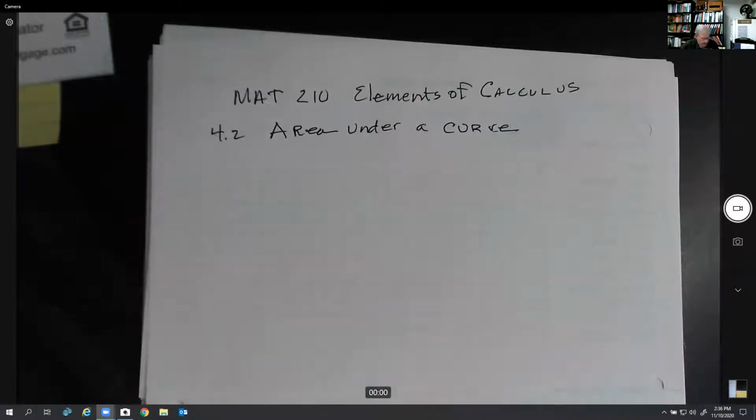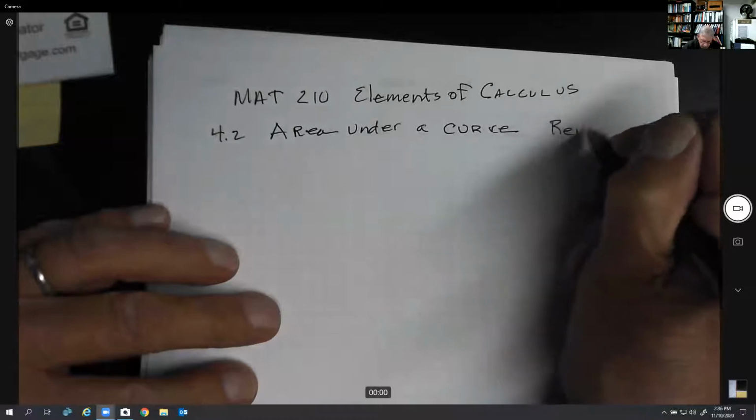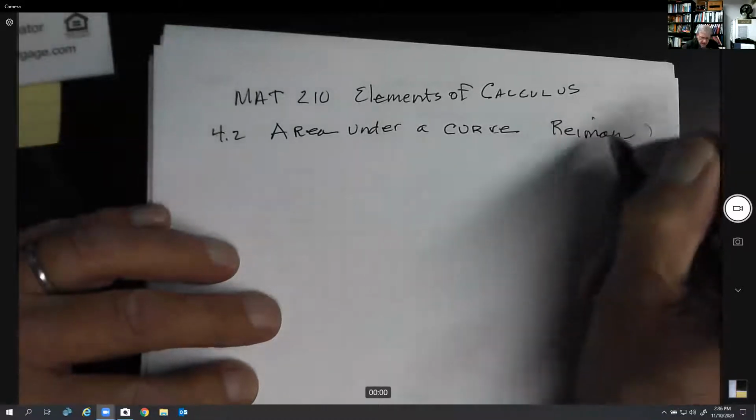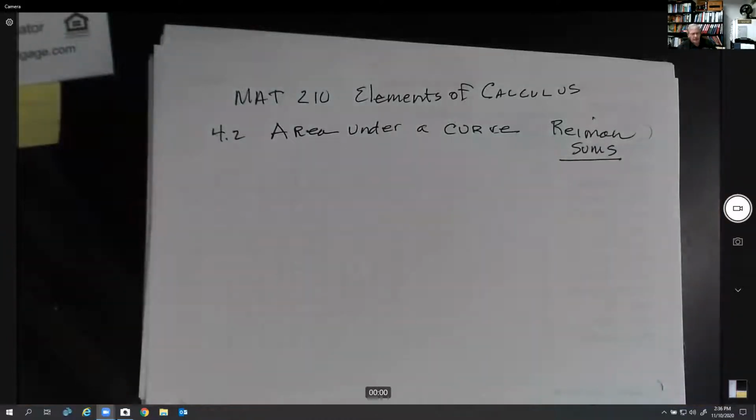One of the first mathematicians to come up with an idea of how to find the area under a curve was a gentleman called Riemann. And he did a series of sums. From Riemann's sums, we're going to learn how to do various things. We're going to use Riemann's sums to help us find the area under a curve.